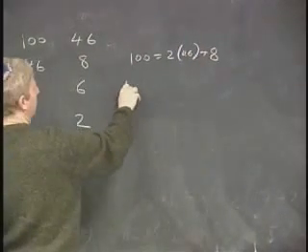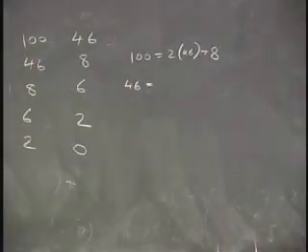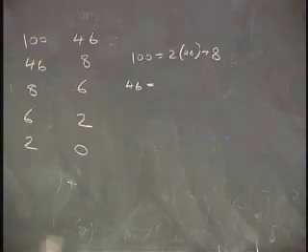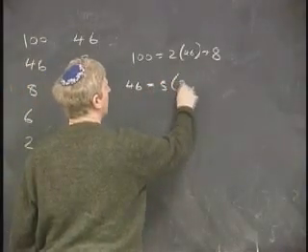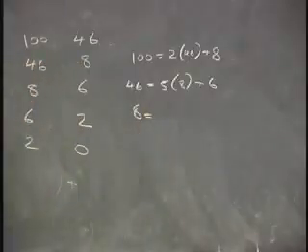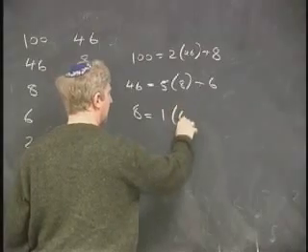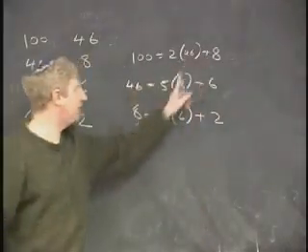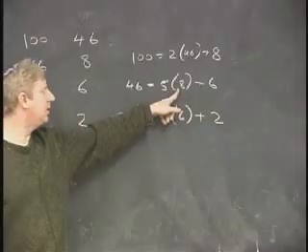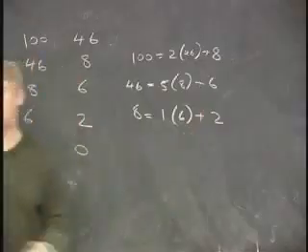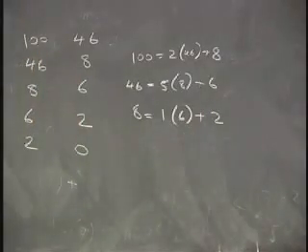This means that 46 equals 5 times 8 plus 6. This means that 8 equals 1 times 6 plus 2. Look what happens. The remainder here becomes the multiplier here. The remainder here becomes the multiplier here, until finally you get down to your greatest common divisor at the very bottom, and we're there now.